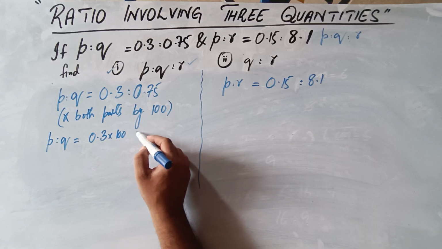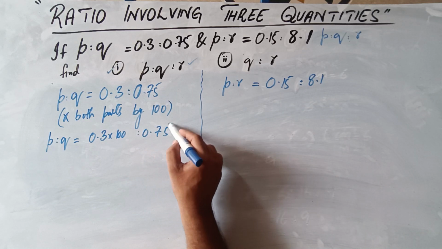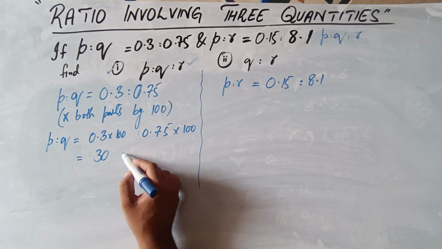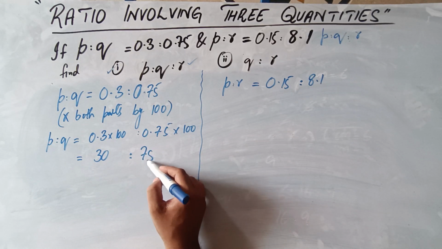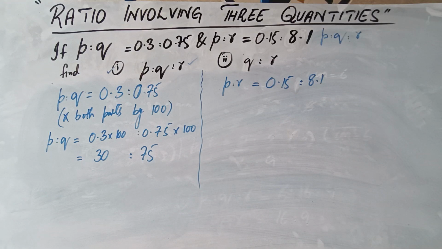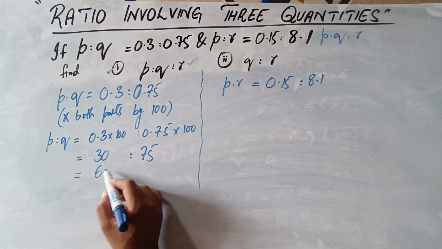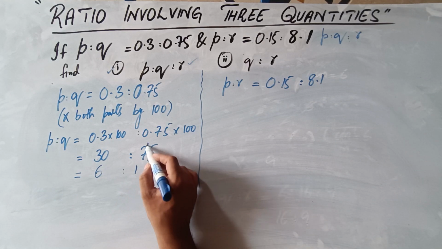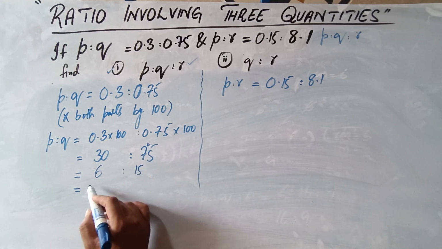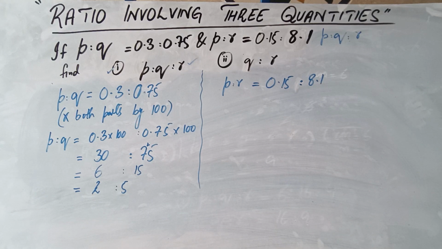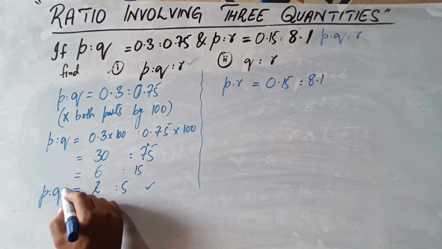Multiply by 100, 0.75 multiply by 100. So in this way this would become 30 and this would become 75. Now you can see they both have been transformed into whole numbers. Now we will simplify them. 5 6s are 30 and 5 1s are 5, 2 will be carried, 5 15s are 3 times 2 is 6, 3 times 5 is 15. Now this is the simplified value for P ratio Q.